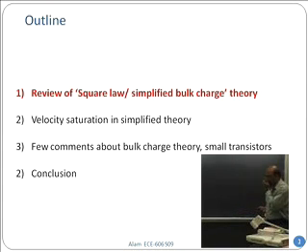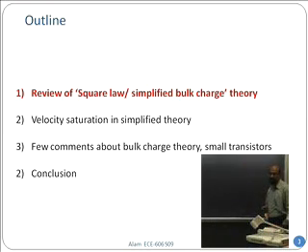I will quickly review the square law, or simplified bulk charge theory, that we had been talking about. Now, this is called a square law because the current increases with the gate voltage as a square of Vg minus V threshold. So, let's say you have 1 volt of overdrive, Vg minus Vth. If you have 1 volt versus 2 volts overdrive, then the current would increase 4 times. With 3 volt overdrive, the current will increase 9 times. That's why it's called a square law.